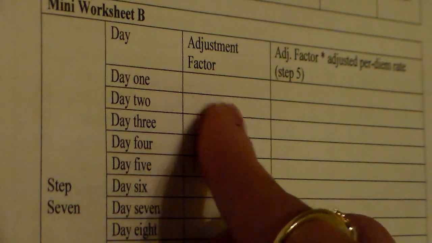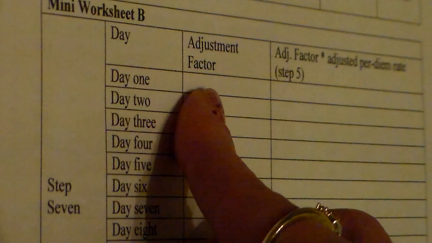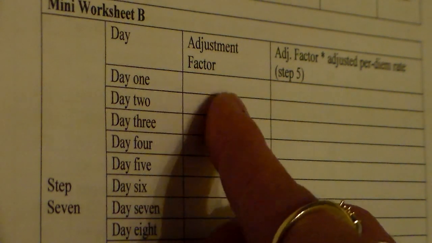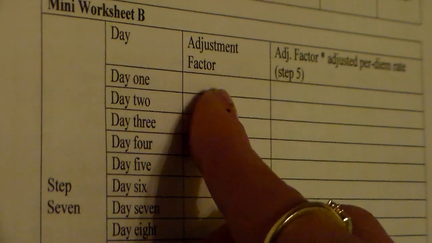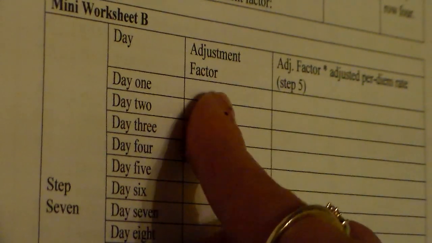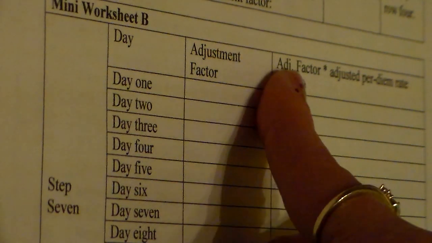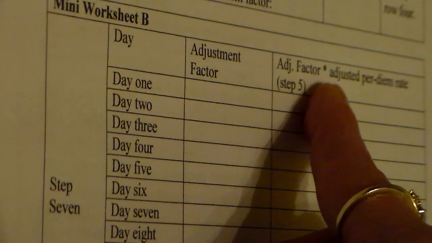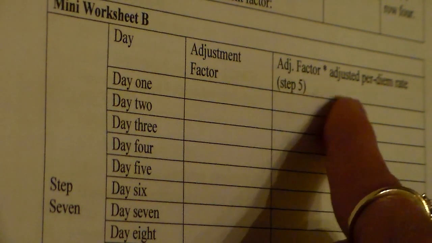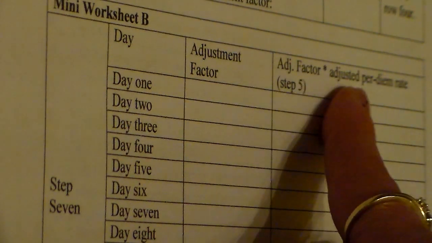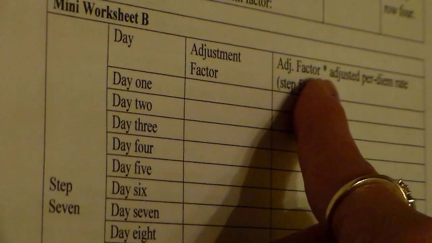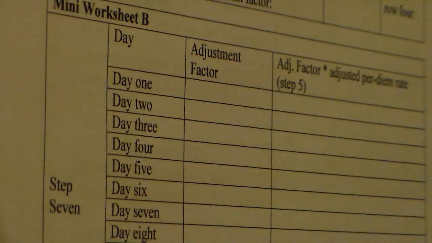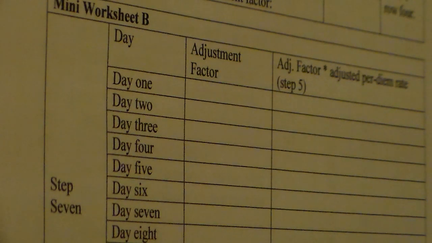I can tell you from Table 6.7 that the amount is 1.31. So we're going to enter 1.31 into our Day 1 adjustment factor cell. So we're going to enter that information. Okay, so now in the second column we're asked to take the adjustment factor and multiply it by the adjusted per diem rate. Now we calculated the adjusted per diem rate in Step 5. So we're going to take our Day 1 adjustment factor and we're going to multiply it by that figure that we came up with.